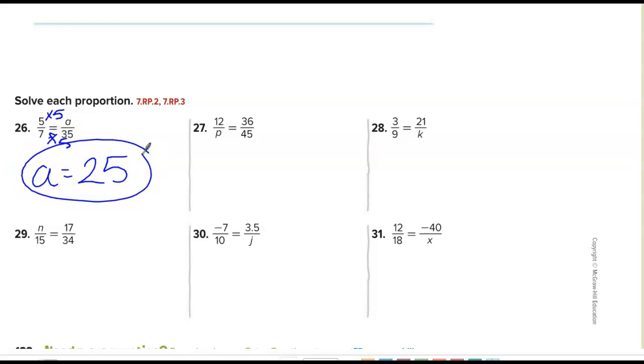Okay, so Dalton, what'd you get for 27? 15, do we agree? Yeah. I don't have the answers in front of me, so I'll take your word for it. So 15 equals P. Okay, what about 28, Bailey? 63, do we agree?